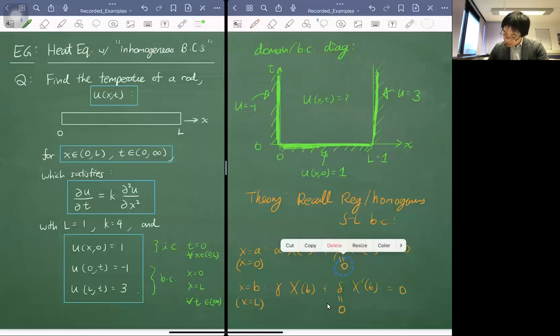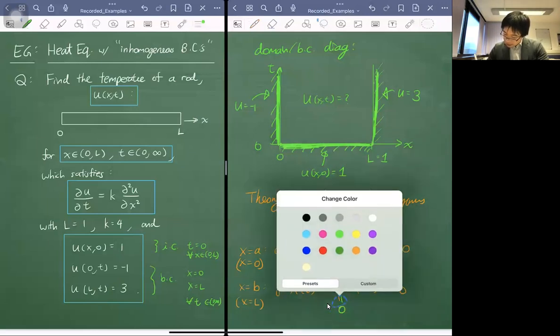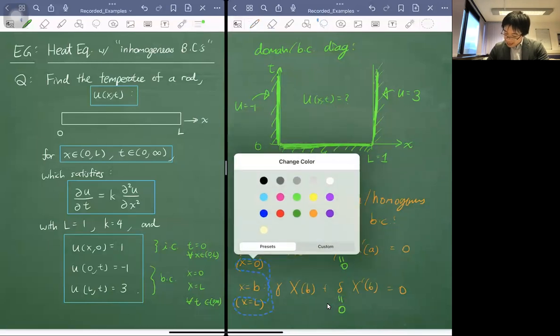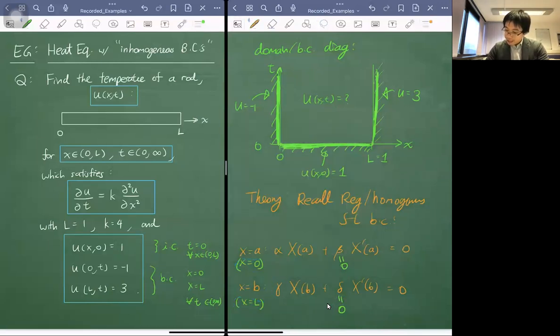Let's make this a different color for our specific case. So for our specific case, these can be set to 0, right? This is our specific case. And alpha, we can set that to 1, and this we can set that to 1, right? So this is at 0, this is L, okay? So this reproduces these parts.